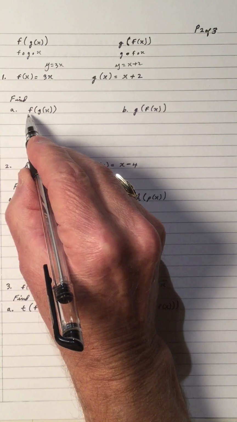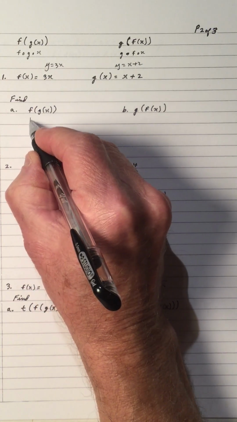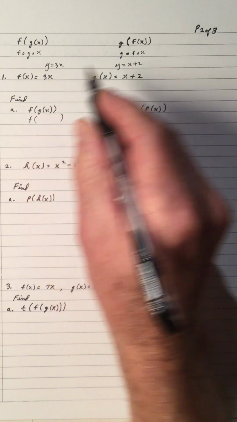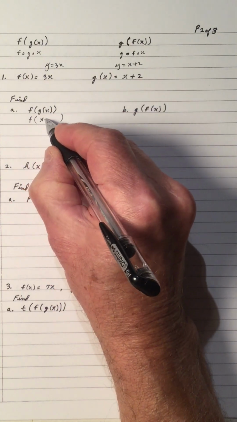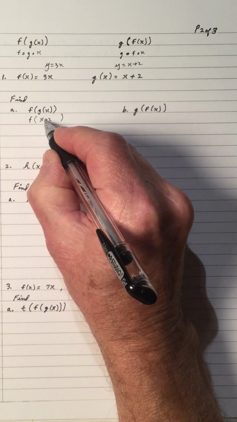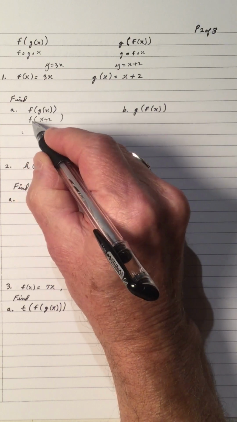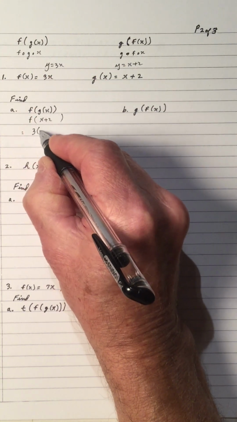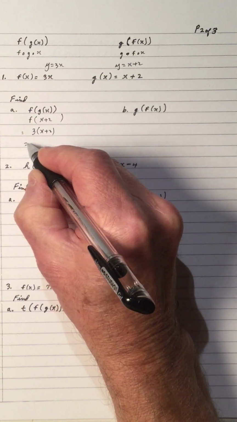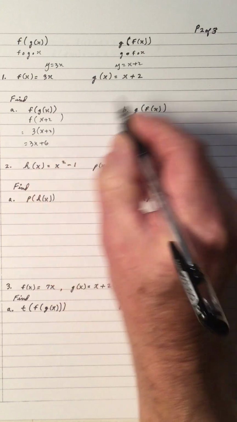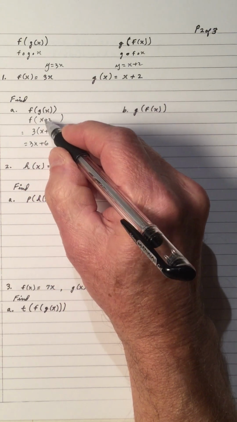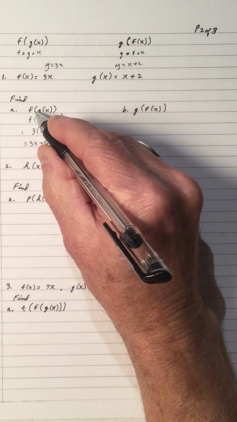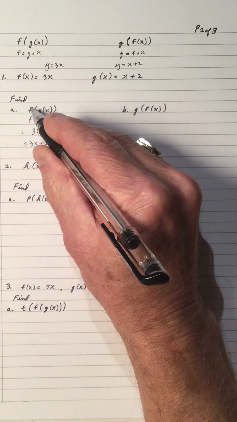So here we go. Find the f of the g of x. So there's the f, and the g of x is going into f. The g of x is x plus 2. So this is the f of x plus 2, and that's going in here. So that's 3 times x plus 2, which is 3x plus 6. So the f of the g of x, the g of x is going into the f.